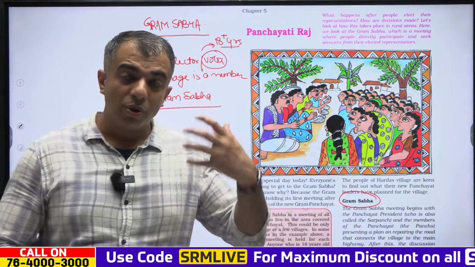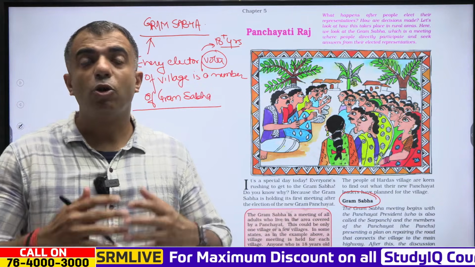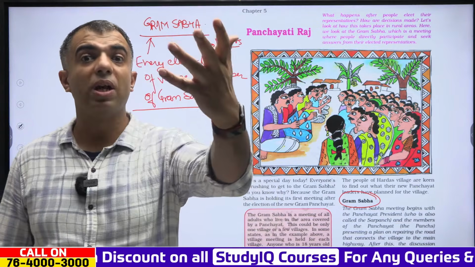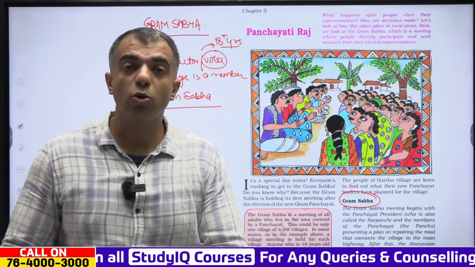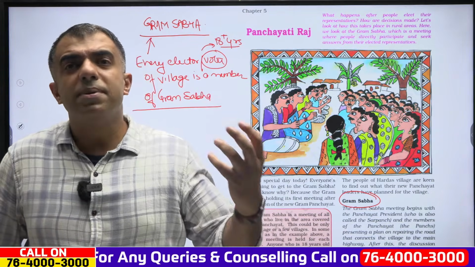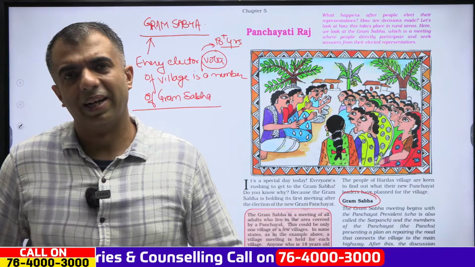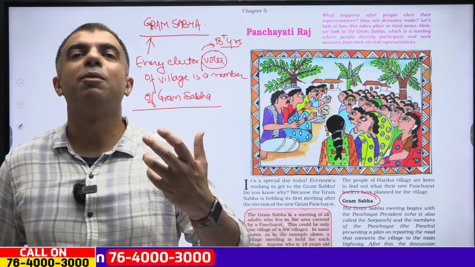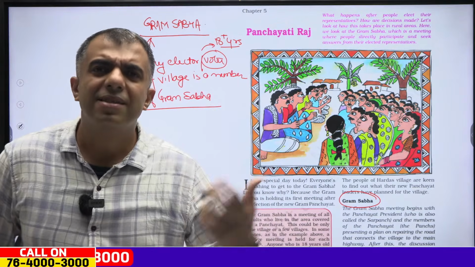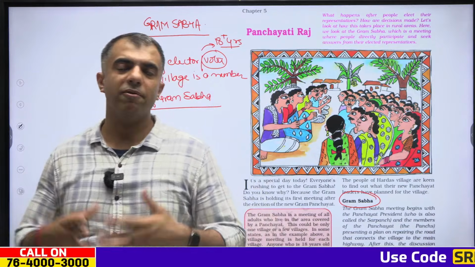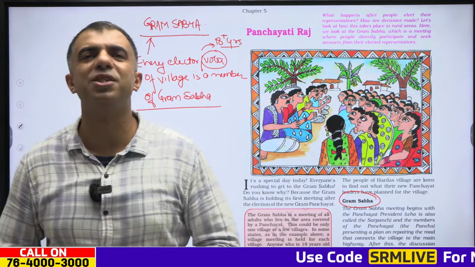In this chapter, every individual has been rushing towards the panchayat meeting, because the Gram Sabha meeting is about to begin. This Gram Sabha meeting will begin with the panchayat president, also called the sarpanch, and the members of this panchayat, whom we can call the panch.